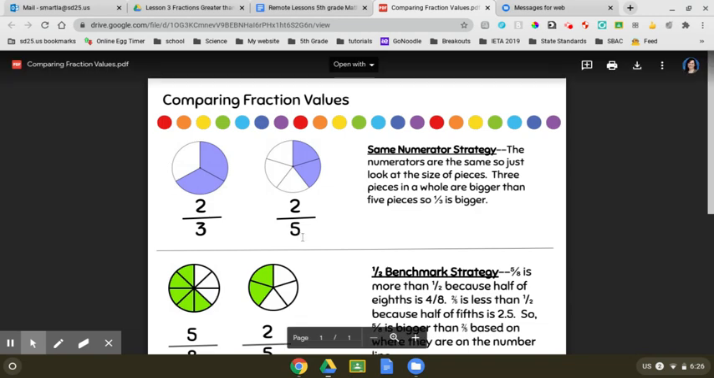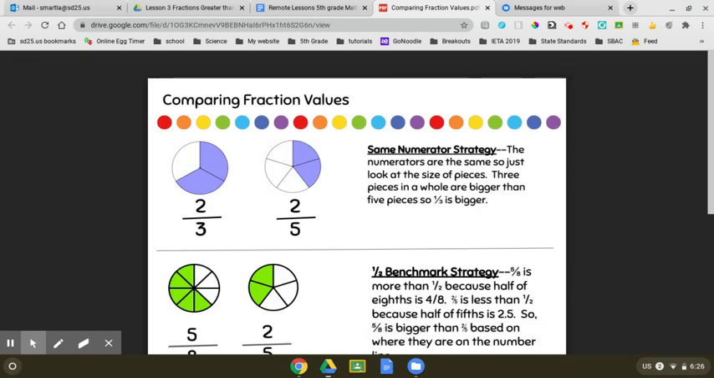So the bigger the denominator, the more pieces fit into your whole, which means the pieces are smaller. So if you've got 2 fairly large pieces or 2 somewhat smaller pieces, it's pretty easy to see that 2/3 is larger than 2/5, because you've got 2 of both of them, and thirds are larger than fifths.